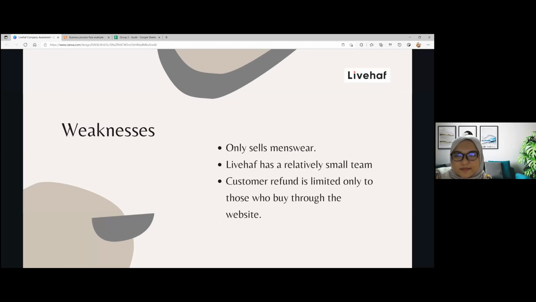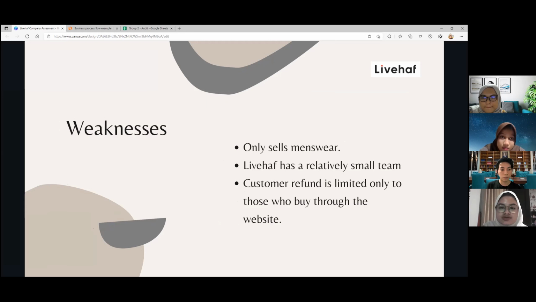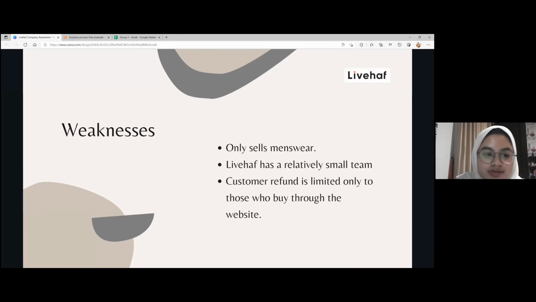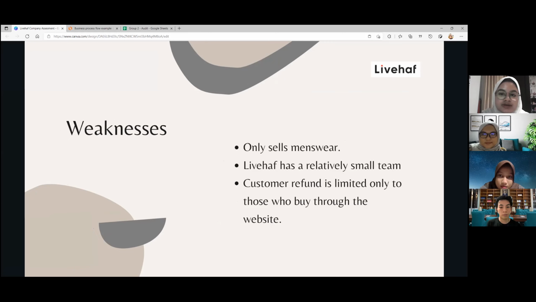Okay, so next are Livehaf's weaknesses. Based on our analysis, there are at least 3 weaknesses of Livehaf. The first weakness is that Livehaf only sells menswear. Why is this considered a weakness? Because Livehaf's competitors like Erigo and 3 Seconds sell products for men and women, and Livehaf only sells menswear. So this could make Livehaf's target audience limited and could be a development blocker of Livehaf as a business.